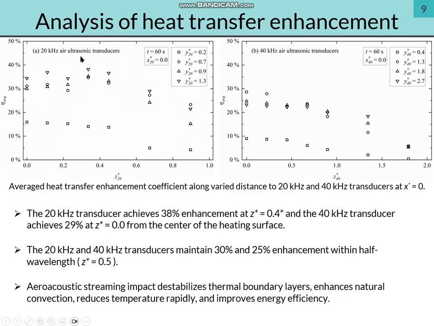Here, the 20 kHz transducer achieved 38% enhancement at Z star of 0.4. The 40 kHz air ultrasonic transducer peaked at 29% enhancement at the center of the heating sheet. This confirms that aeroacoustic streaming disrupts the thermal barrier, promoting the natural convection.